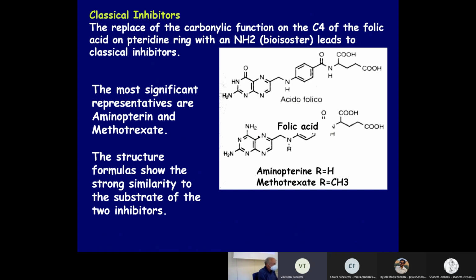Classical inhibitors. You see here the chemical structure of folic acid. Once again, you see the two double bonds. So if you want to activate folic acid, these two bonds should be reduced to tetrahydrofolic acid. Okay.